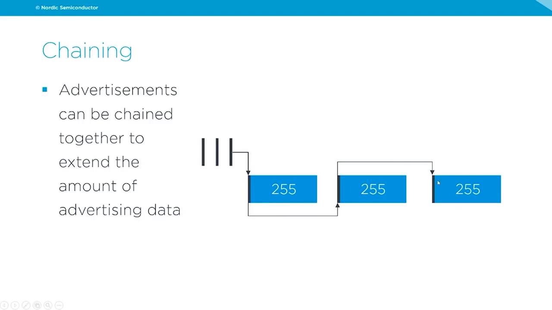So they are chained together, and here we are sending 3 packets. They don't have to be the same. They are actually one long package that's split into 3 255-byte packets here. So this is how you can transmit much longer, bigger data with chain advertising.